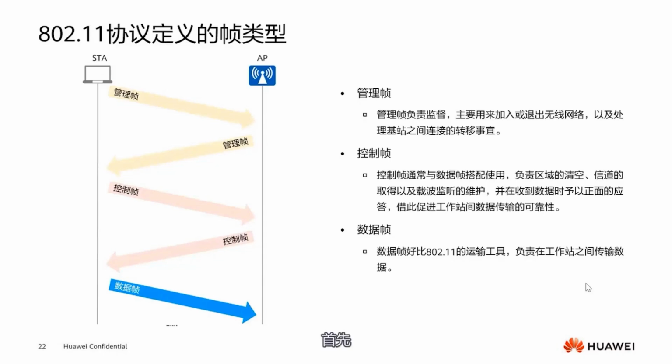Hello everyone, in this section we will mainly discuss the key frames of WLAN. Firstly, there are three main types of key frames in WLAN. The first type of frame is the management frame. The second type of frame is the control frame. The third type of frame is the data frame. Three different types of frames.